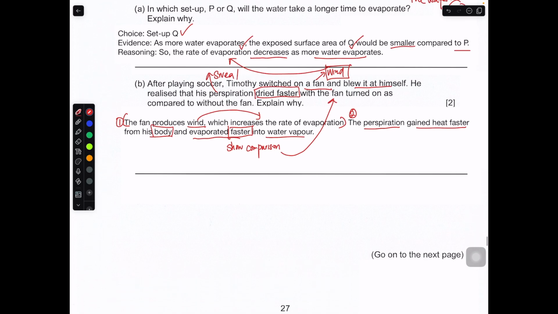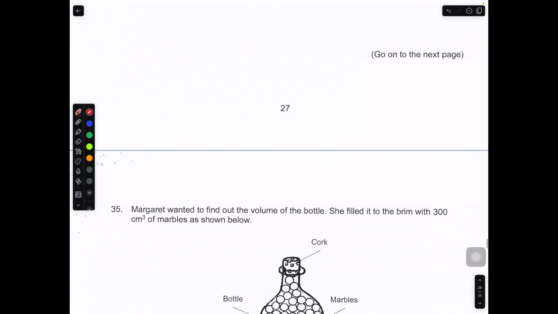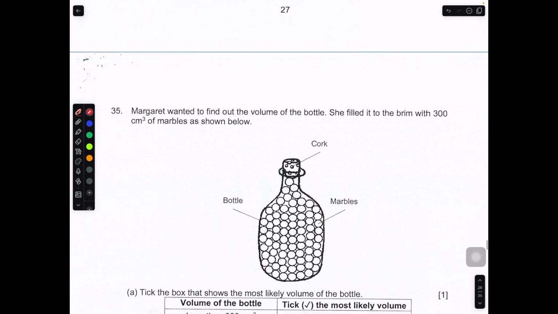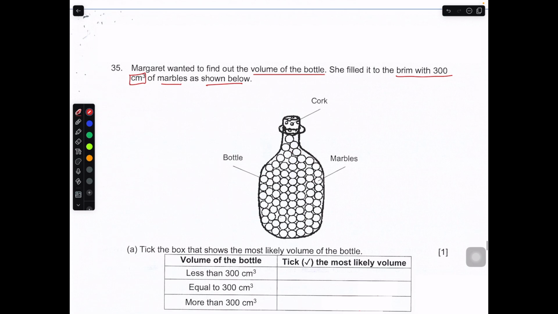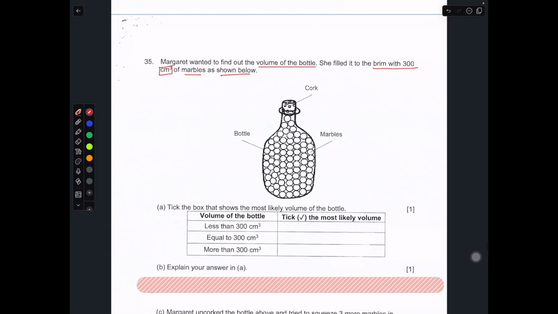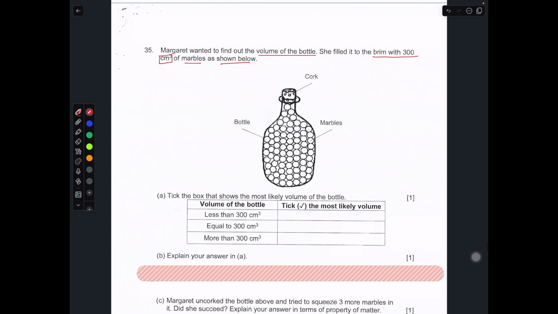Let me go on to the next part. Margaret wanted to find out the volume of the water bottle, so she filled it to the brim with 300 centimeter cube of marbles as shown below. So over here the marbles are 300 centimeter cube.